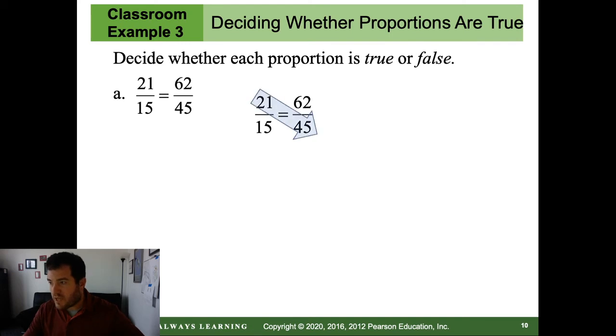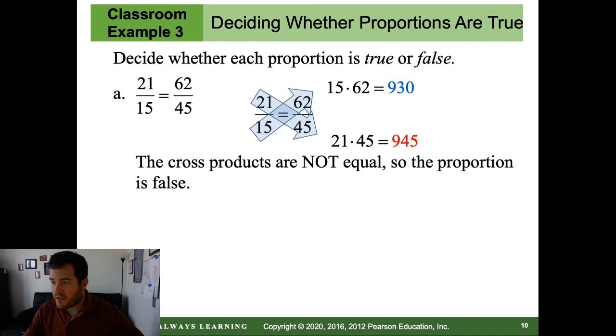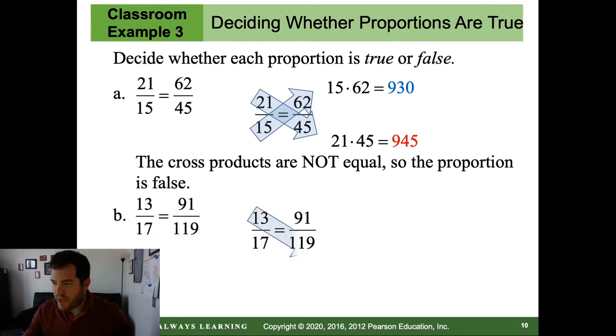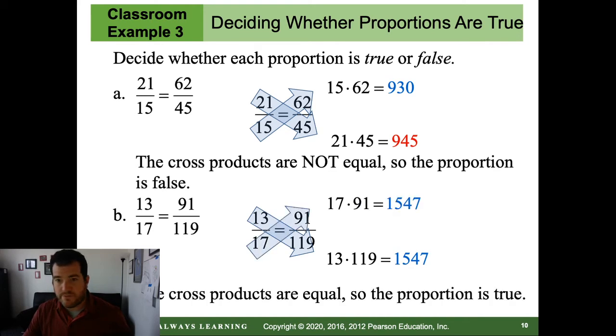Okay, so cross multiplying, that's 945. Cross multiplying, that's 930. The cross products are not equal, so it is not a proportion. And then if you try that one too, which you can't see, which I'm probably going to delete, that one is true. Okay? So then let's take us to the next step.